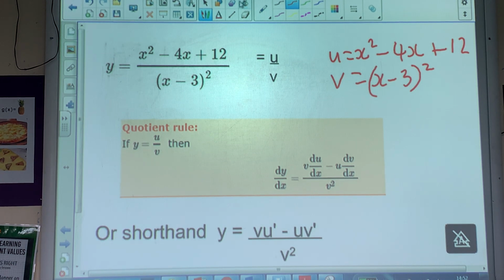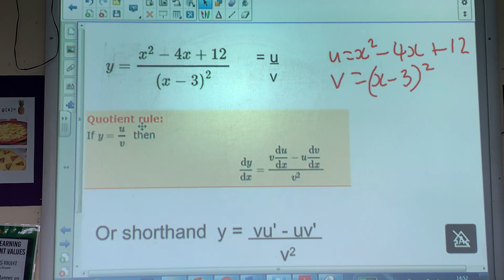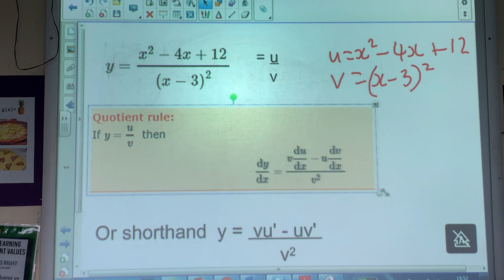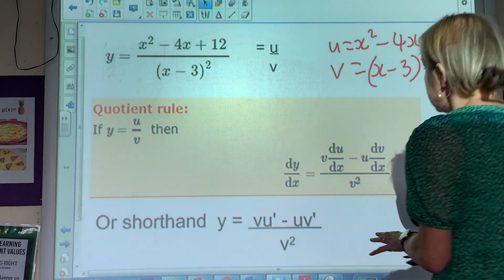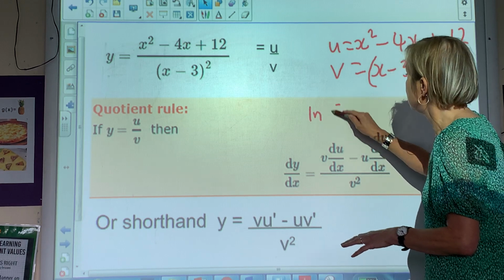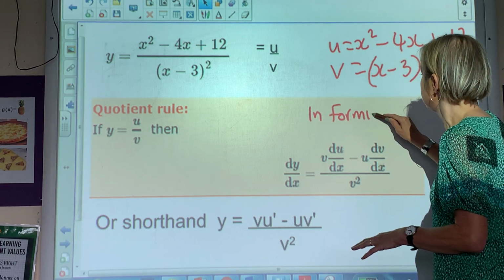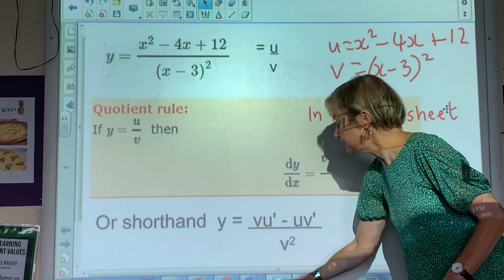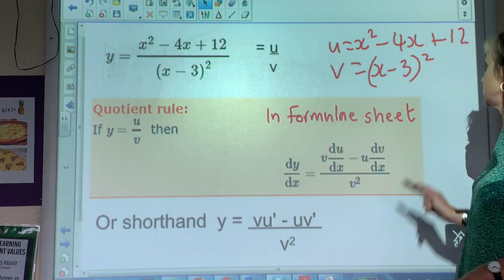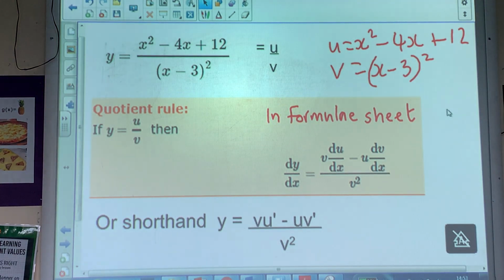Now, the product rule, you will not be given the product rule. You had to learn it. However, the quotient rule you will be given. This is in your formula book or in your formula sheet. You'll be given this in the exam. However, it's kind of nice to know it so you don't have to keep looking it up. So what you've got is v du dx minus u dv dx all over v squared. Shorthand, v u dashed minus u v dashed over v squared.